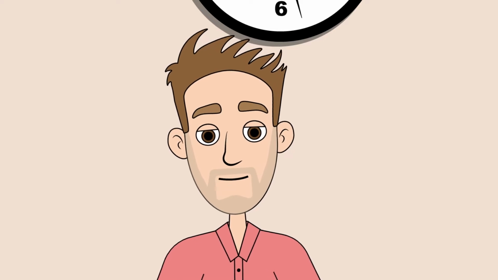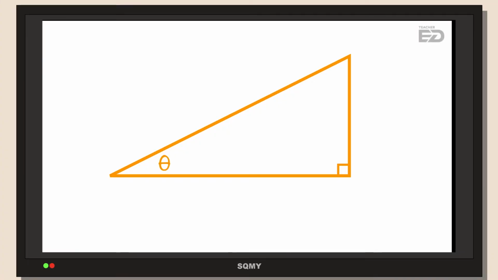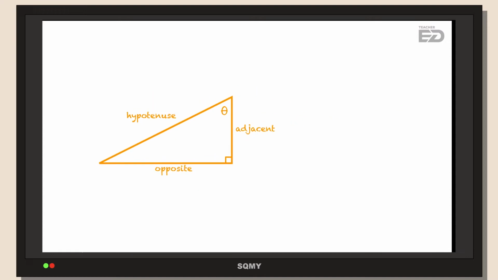So let's have a look at the parts of a triangle and what sine, cosine, and tangent are. When looking at a right triangle and an angle in the right triangle, we have three sides. We have a hypotenuse, the opposite side from the angle, and the adjacent side of the angle. Notice how if we move the angle to the other side, adjacent and opposite change.